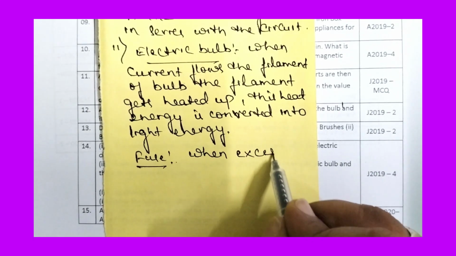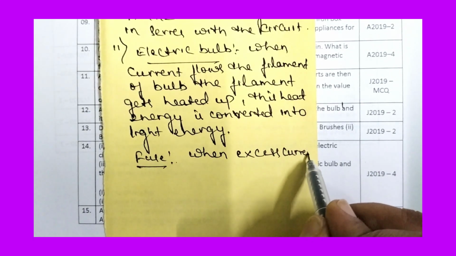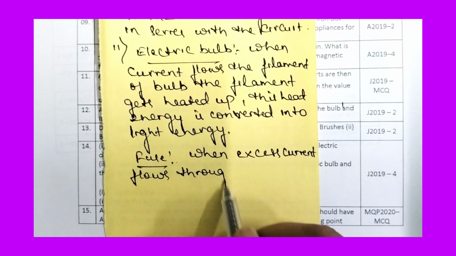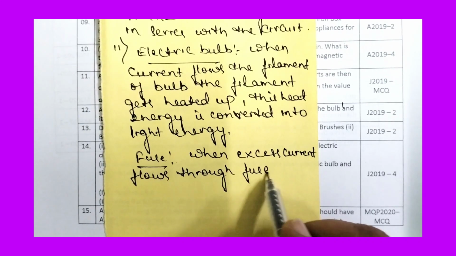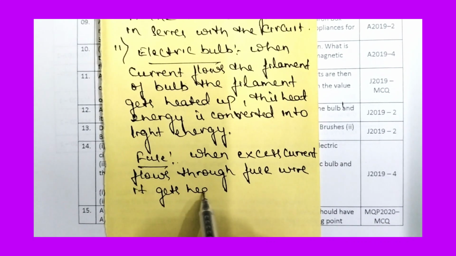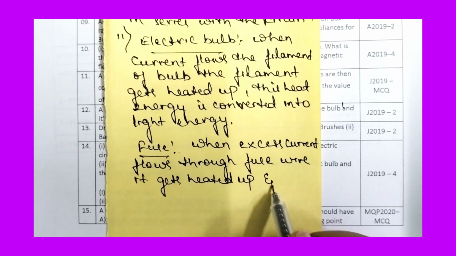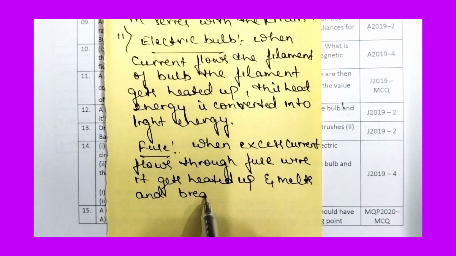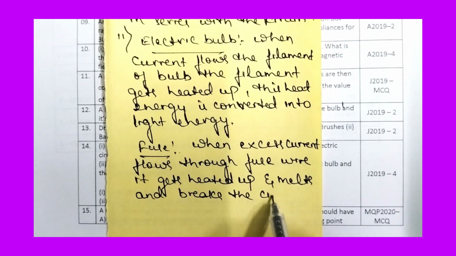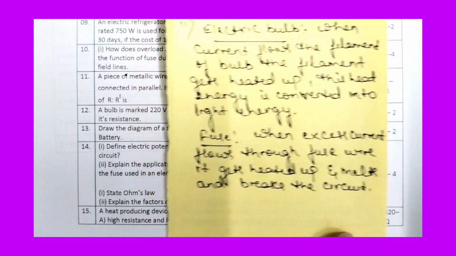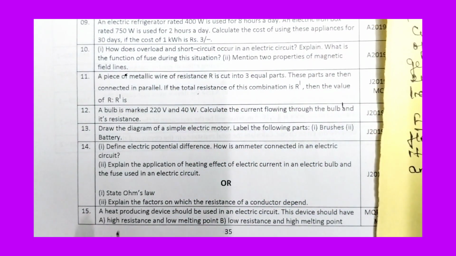When excess current flows through the fuse wire, it gets heated up according to Joule's law of heating effect and melts, and it breaks the circuit. It melts and breaks the circuit. So like this the fuse will work. Within this he has asked two more questions.